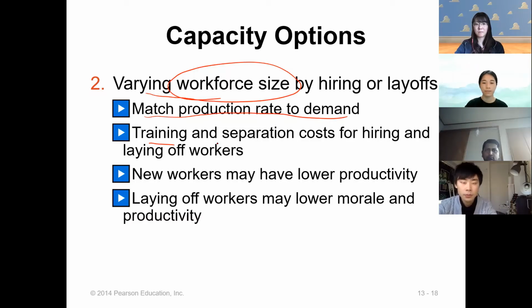Okay, but there are costs involved because you need to train. Whenever there is a new worker coming in, you need to train them. So cost of hiring, we call it cost of hiring. And also cost for laying off, when you lay off or you reduce your workers. And new workers may have lower productivity, and laying off workers may lower the morale and productivity.